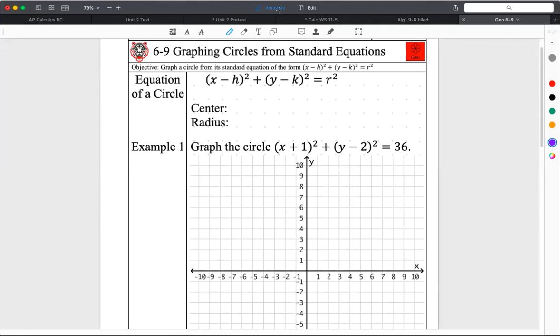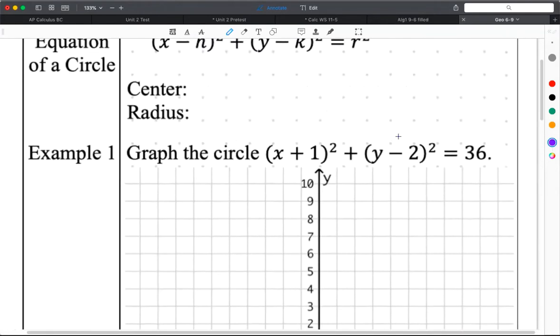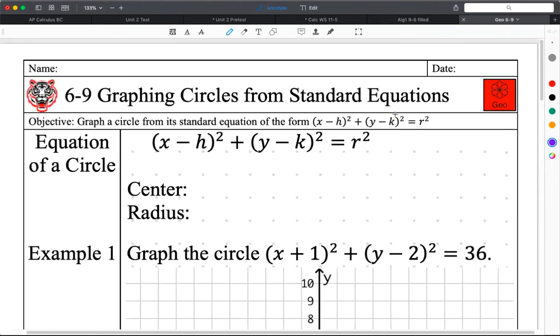Mr. Sindel. Yes. Can I go get my paper? Oh yeah, you can get your paper, but you do need to do work. Well, I'm going to get my paper.